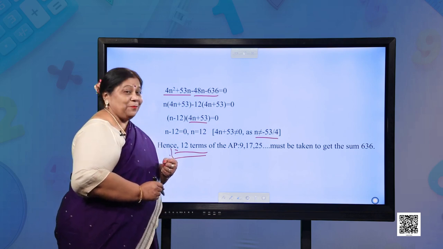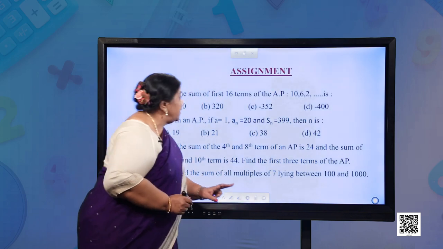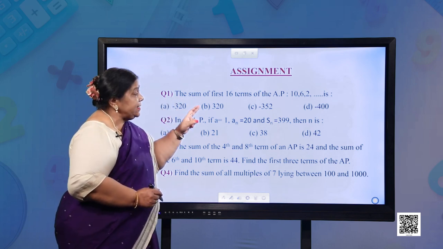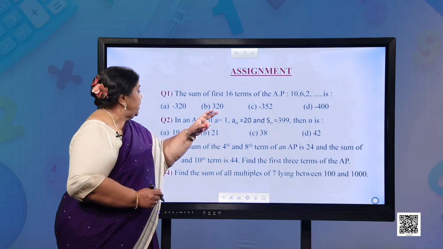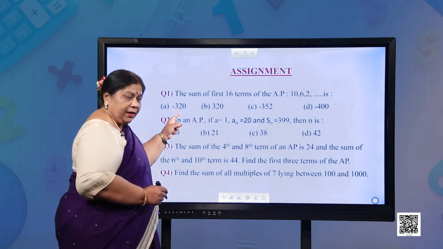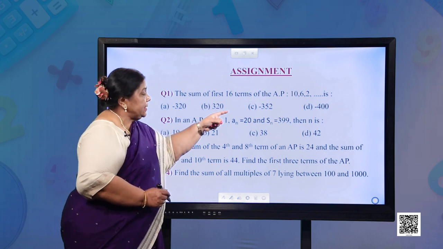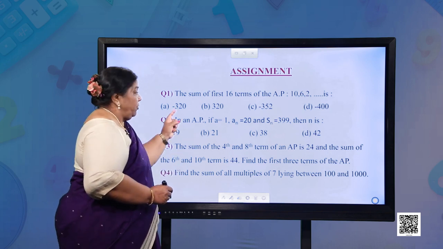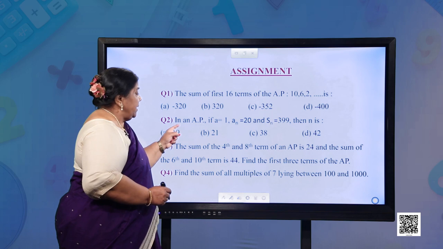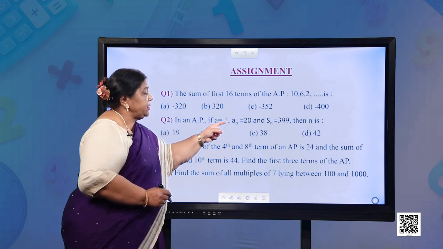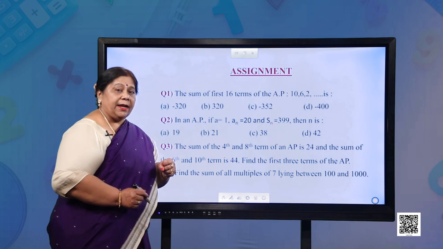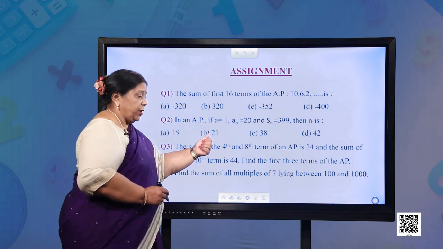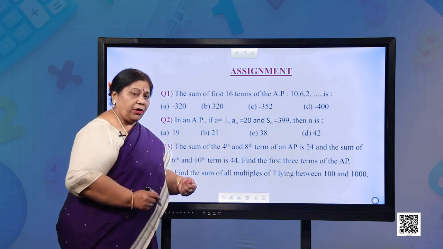So, students, now it is time to take up homework. Take up some questions for the assignment. First question, the sum of first 16 terms of the AP 10, 6, 2 is A, minus 320, B, 320, C, minus 352, D, minus 400. We have to pick out the correct option. Second, in an AP, if a is equal to 1, an is equal to 20, and Sn is equal to 399, then n is equal to A option 19, B 21, C 38, D 42.